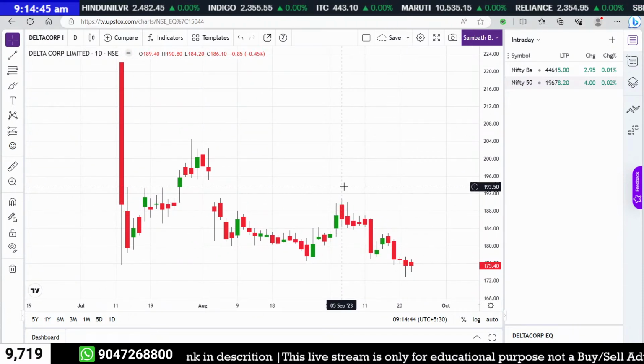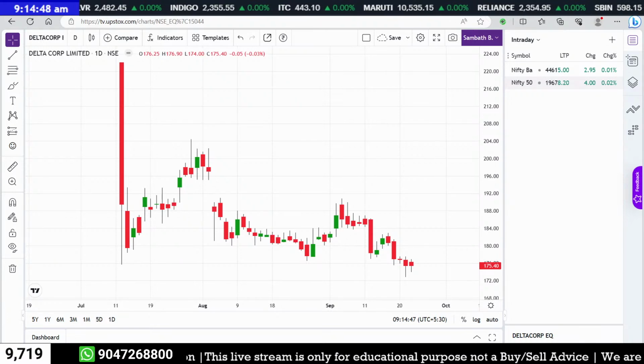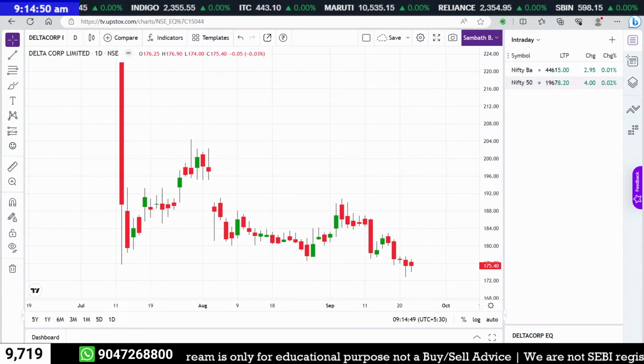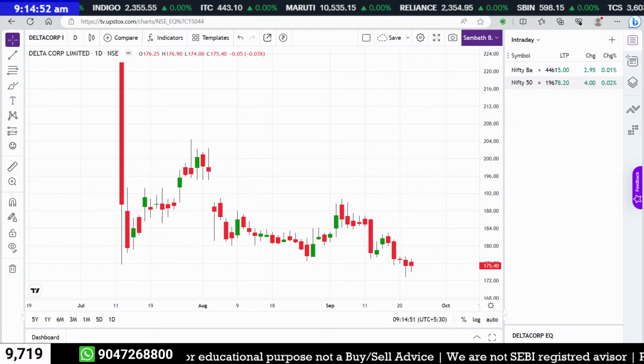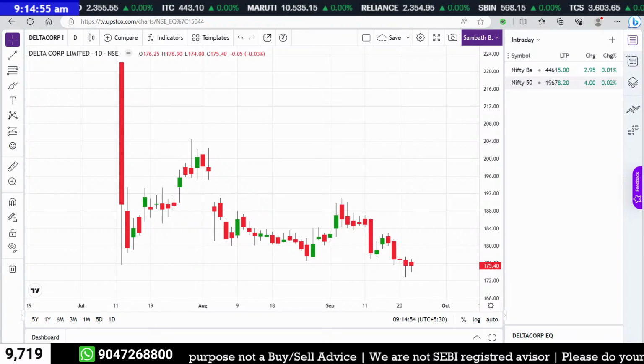We'll try to find some trade opportunities based on our scanner in the live market. You should first confirm whether your broker allows taking the trade or not.